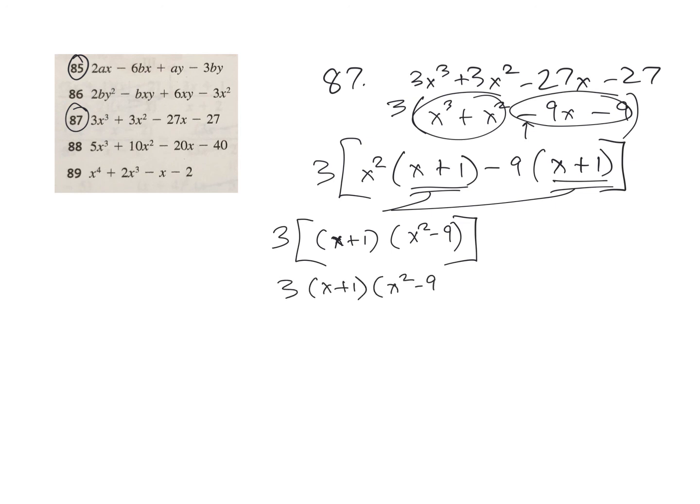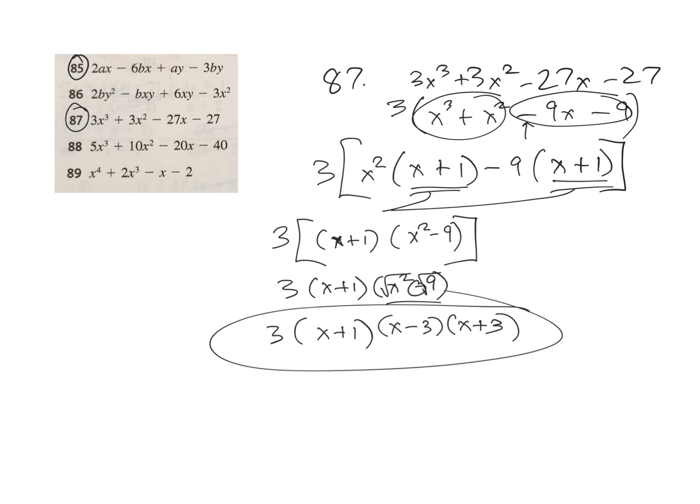You should notice now that you have the difference of squares. So that factors into x minus 3, x plus 3. So you can take the square root of those and it's a difference. And you still have the 3 and the x plus 1. That's what all of that factors into. You just keep working at it. And now, the last slide.